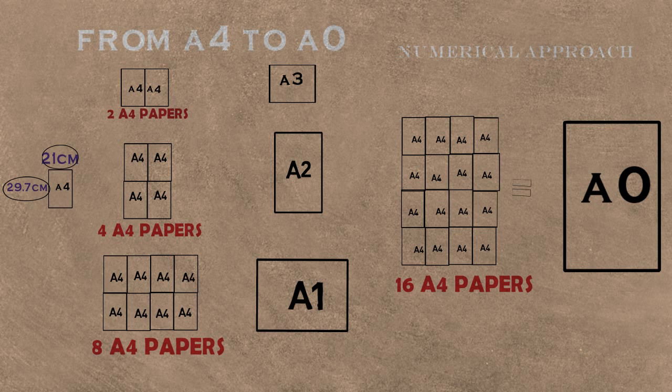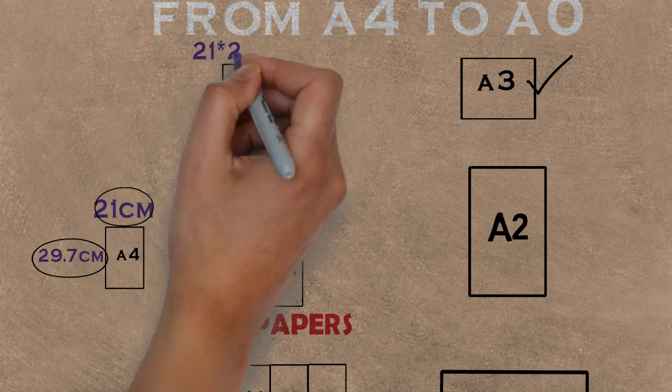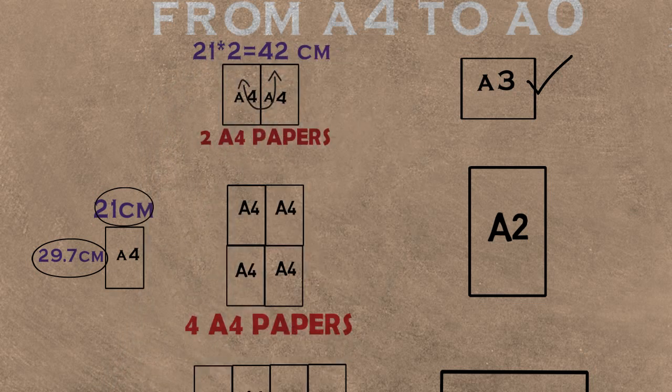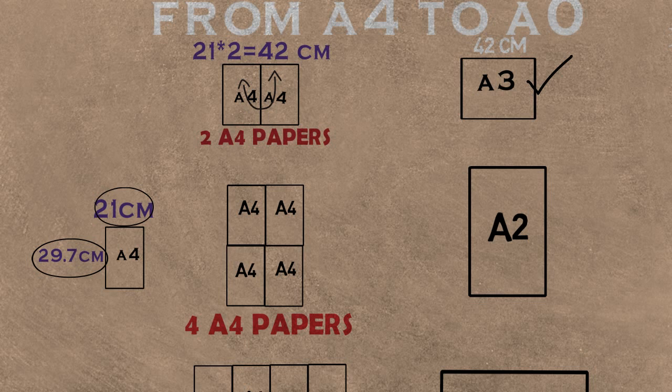You can see that in the case of A3 paper, there are two A4 papers along its width. So we multiply the width of A4 paper by 2 in order to get the width of A3 paper. And you can also see that the length is the same. So we leave it and the length of A3 paper remains 29.7 centimeters.